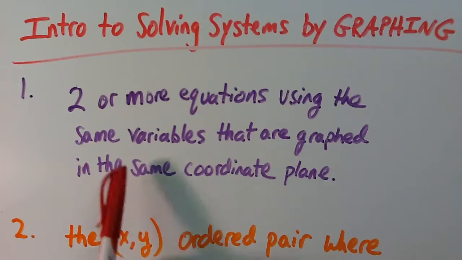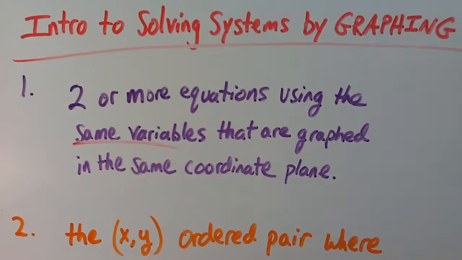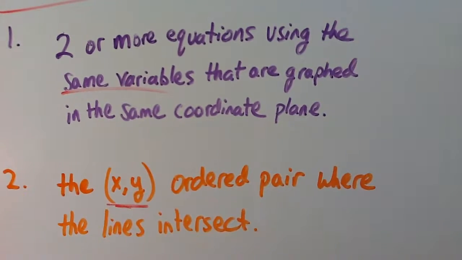A system of equations is two or more equations using the same variables that are graphed in the same coordinate plane. Number 2, what is the solution to a system of equations? The solution is the xy ordered pair where the lines intersect.